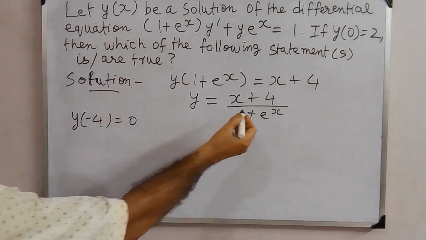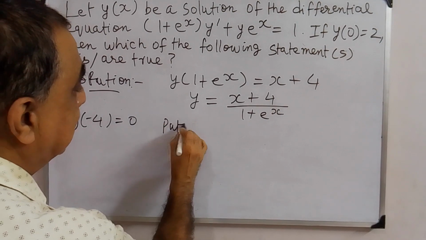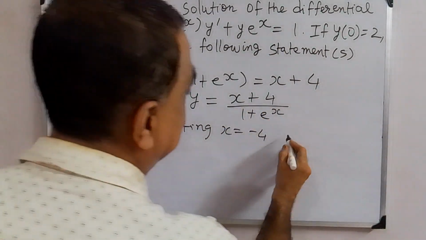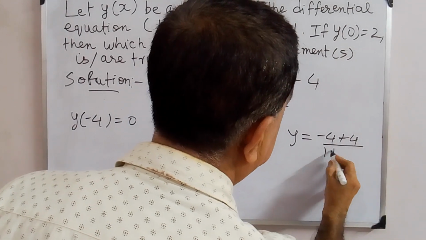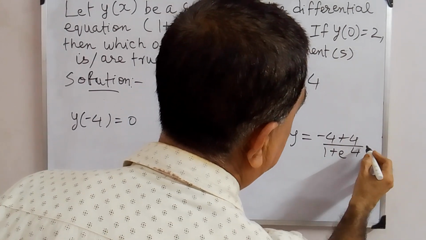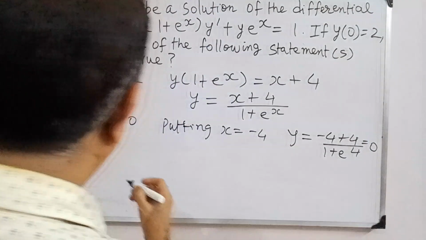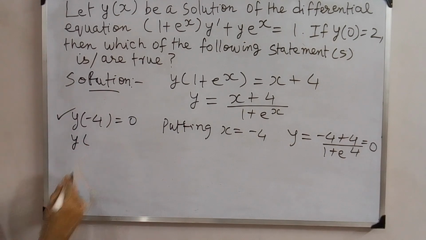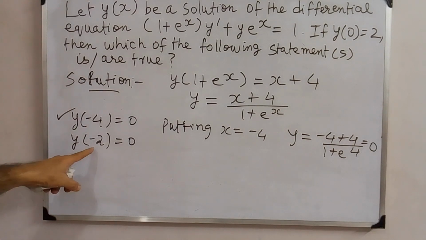So here when we are putting x equals to minus 4, okay, so what we are getting, y is equals to minus 4 plus 4 divided by 1 plus e to the power 4. So minus 4 plus 4 is 0. So 0 divided by any number is 0. Okay. So this option A is correct. And what was option B telling to us? The B option is telling that y minus 2 is equals to 0. That is when the x value is minus 2, the y value is 0.